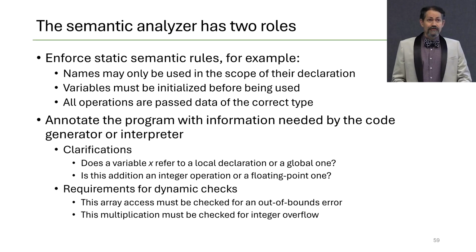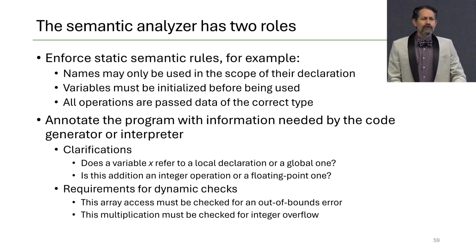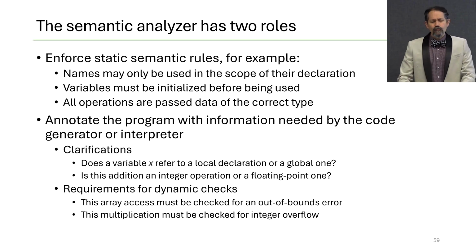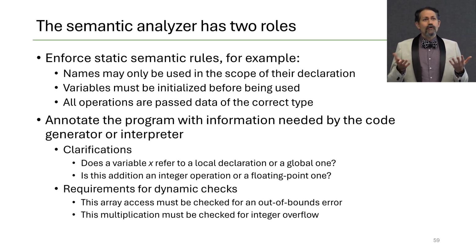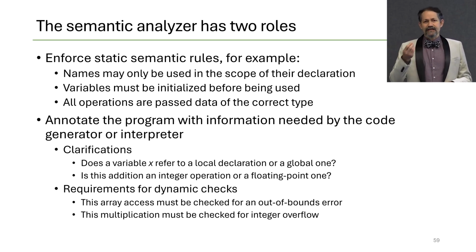The semantic analyzer in a compiler has two different roles. The first is to enforce static semantic rules. For example, we want to make sure that names can only be used in the scope of their declaration. Variables must be initialized before being used, and all operations must be passed data of the correct type, the type that they can use.